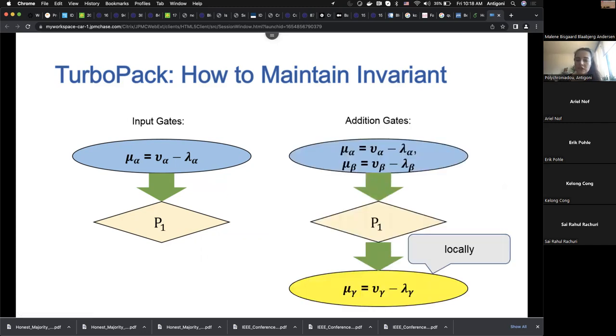So for the addition gates, again, we have the invariant that the outputs of the previous gates are of this form. Now if we have an addition gate, we can basically add locally the m_alpha and the m_beta, and then we get the m_gamma. Everything is linear here, and this can be done locally. Basically here the result u_gamma will be u_alpha plus u_beta.